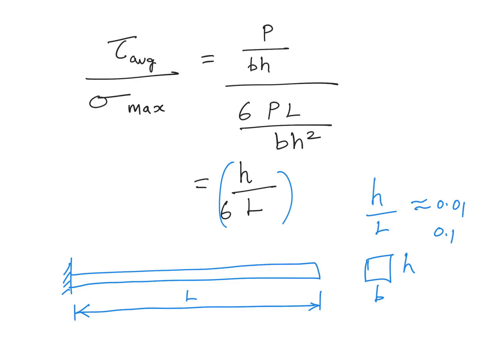For example, if this H by L ratio is around 0.01, and let's say you have a bending stress of 100 MPa acting in your cantilever beam, then the stress due to shear will be less than 1 MPa. It will be nearly 0.5 or 0.6 MPa. So that makes sense. That's why for most practical cases we neglect the effect of shear stress. The flexure formula or Euler-Bernoulli theory is a good assumption.